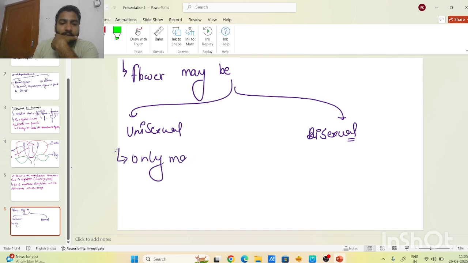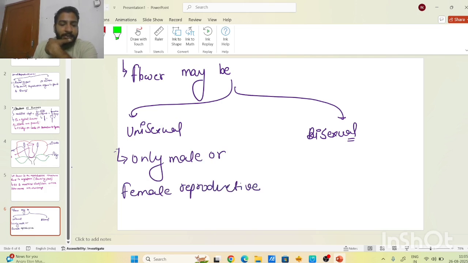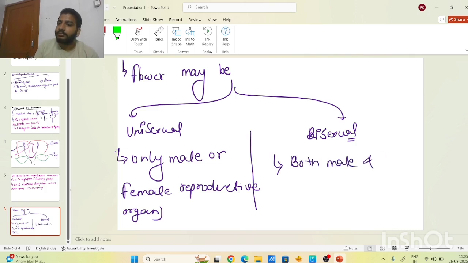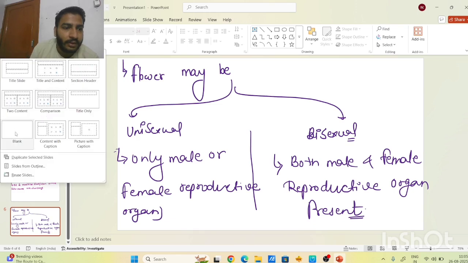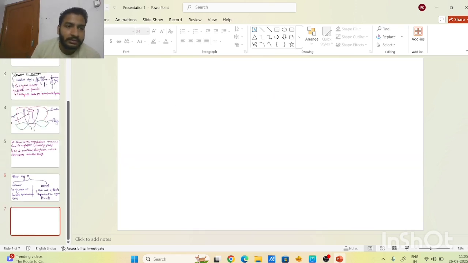Only male or female reproductive organ. But in the bisexual, both male and female reproductive organs are present. इतनी बात आपको समझ में आ गई होगी, ठीक है। Now we are moving on to the next part.